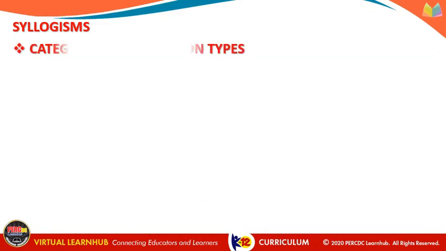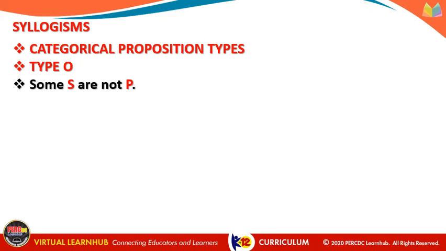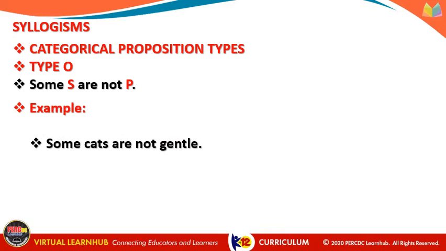Lastly, we have type O propositions. Type O propositions follow the form some S are not P. As an example, we have this one. Some cats are not gentle. The subject of this proposition is cats and the predicate is things that are gentle.